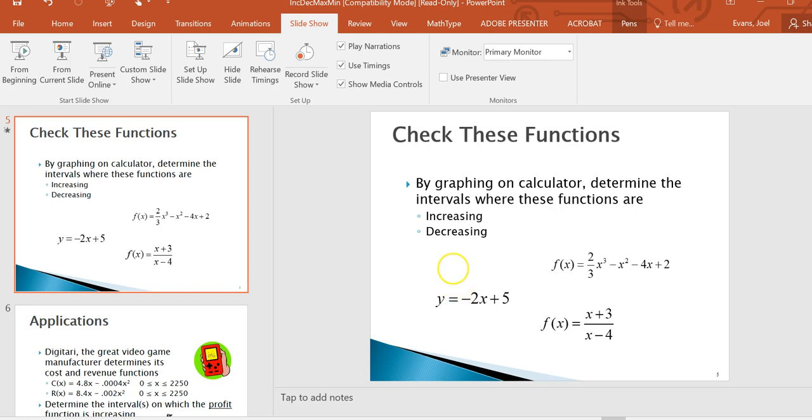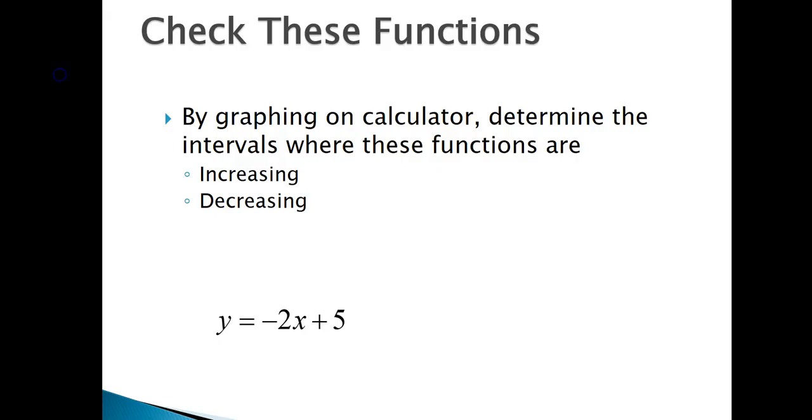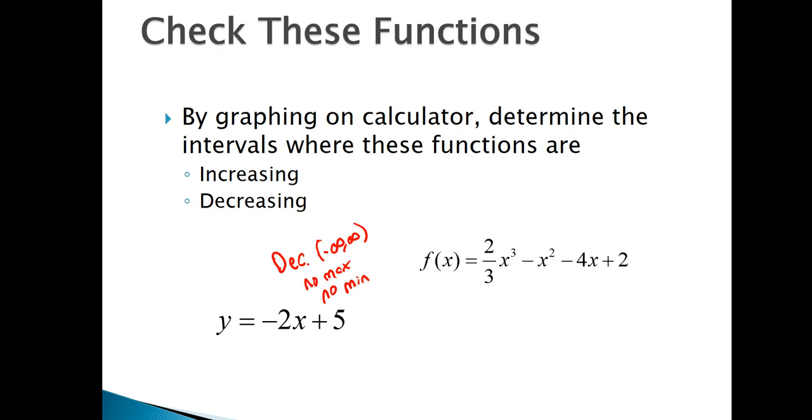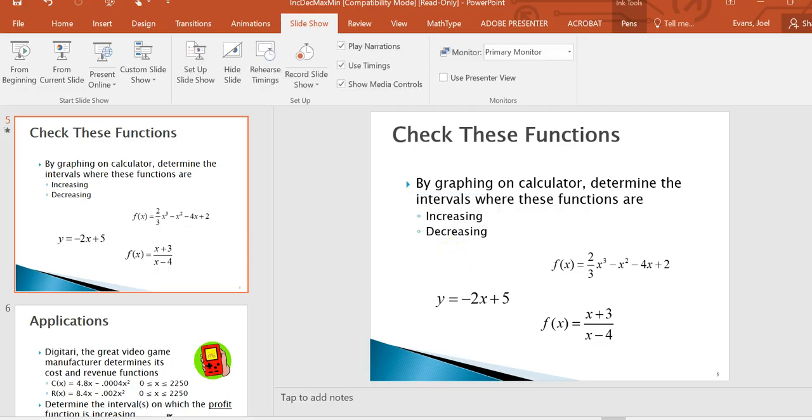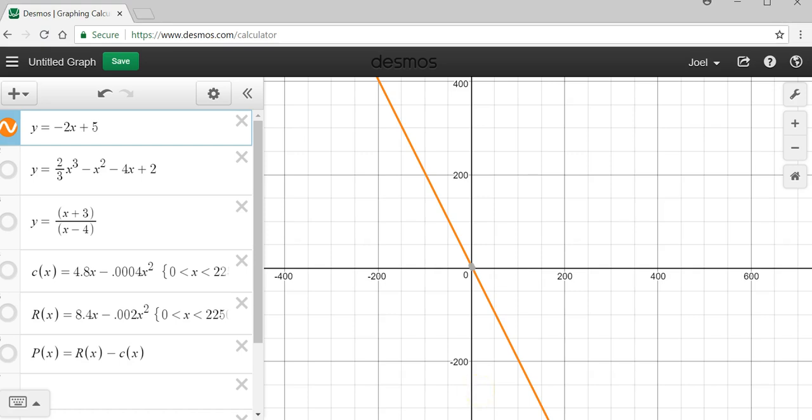If I go back to my screen, we could then say that this function is decreasing from negative infinity to infinity, and it has no max and no min. Okay? So let's look at another one. Here's another one we want to take a look at. Let's discard that and go back to our graph. Get rid of that graph.